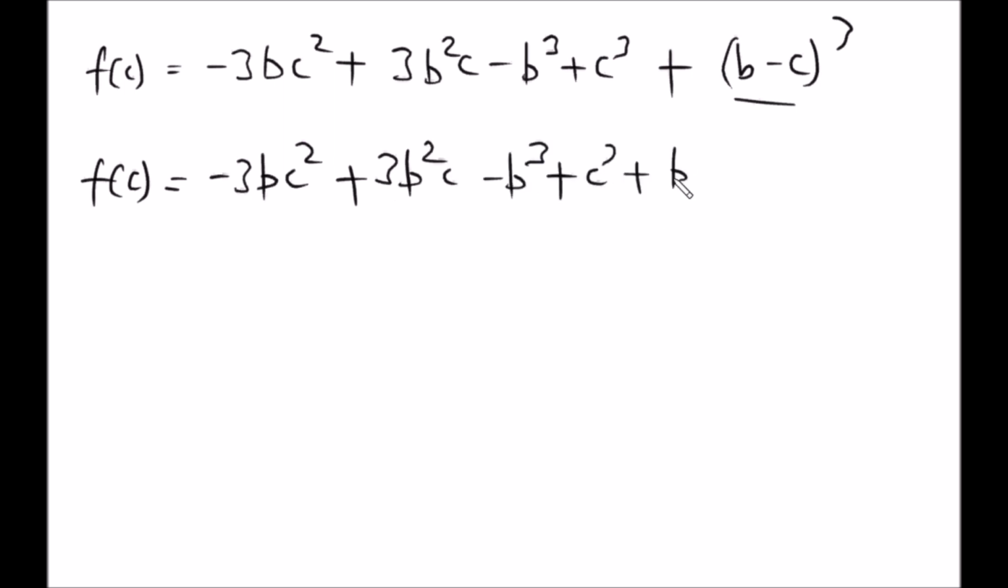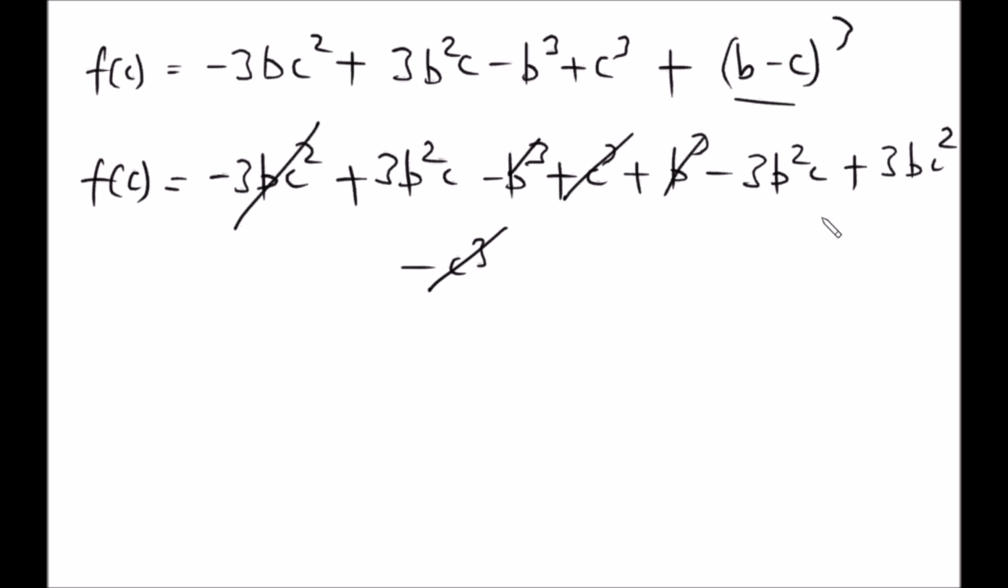So you're going to have b cube minus 3b squared c plus 3bc squared minus c cube. So positive c cube, negative c cube. Negative b cube, positive b cube. Negative 3bc squared, positive 3bc squared. I mean positive 3b squared c, negative 3b squared c. So fc ni sasa na nini? Na 0.